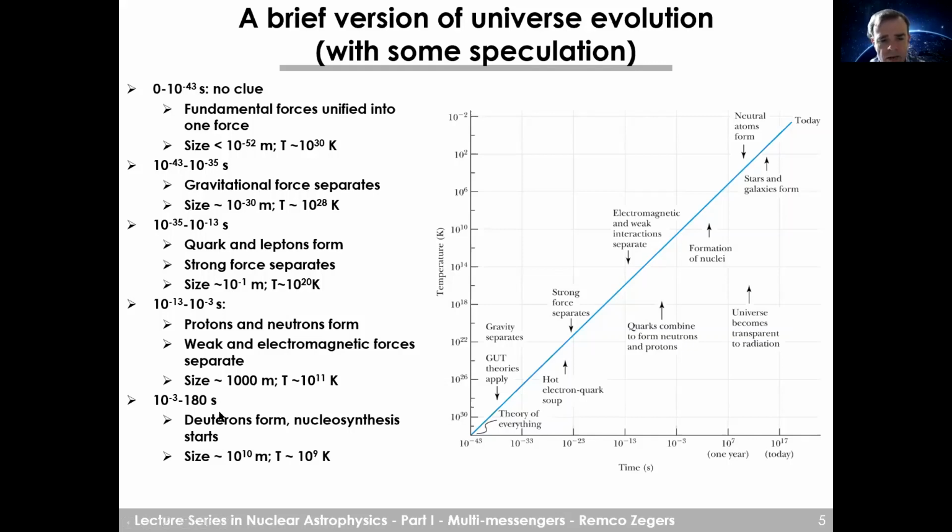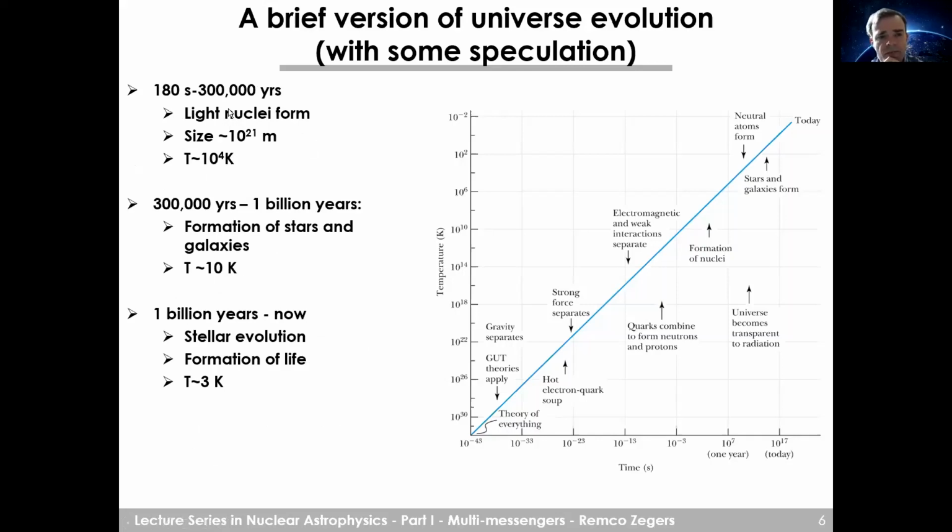Shortly thereafter, up to a few hundred seconds, the first nucleosynthesis starts, where the first nuclei are being formed, and these would be deuterons. And once you have deuterons, you can start to make heavier elements as well.